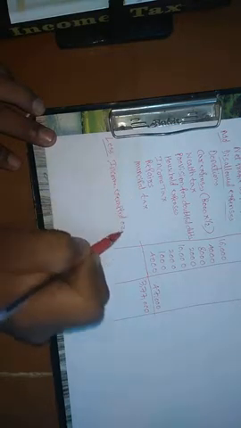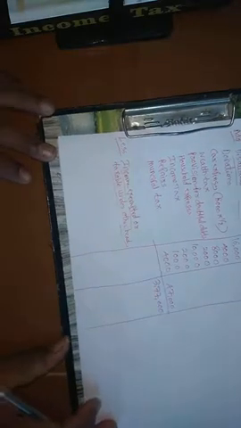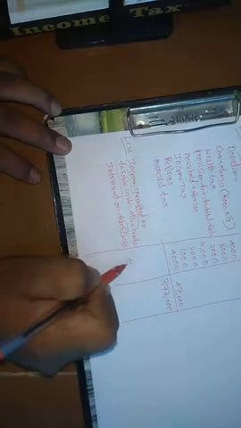In this, less income exempted or taxable under other heads. Income exempted or taxable under other heads. You can write it as other heads or as separate heads. The first is interest on debentures. Interest on debentures is 4,000 rupees. So we need to deduct that interest on debentures.